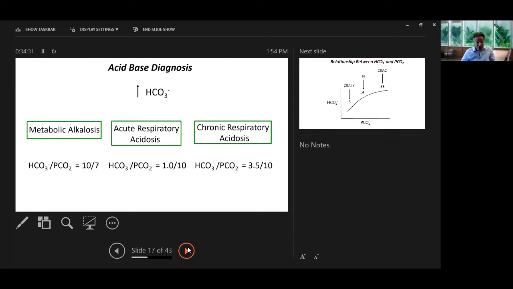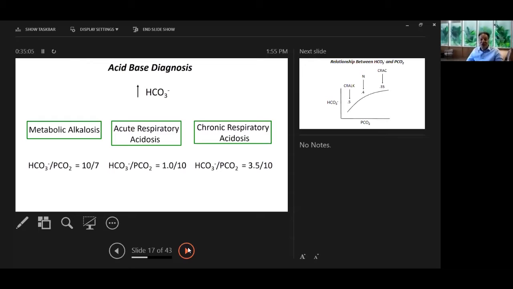The bicarbonate could also be increased. So if the bicarbonate's increased, again, it's one of these 3 acid-base disorders. It's either metabolic alkalosis or it's acute or chronic respiratory acidosis. Again, to distinguish the 3, we look at the change in bicarbonate from normality over the change in PCO2 from normality. And we just look at the ratio of those 2 changes. And again, each of these 3 things differs. So you have to memorize these 6 rules in order to quickly decide what the acid-base diagnosis is.